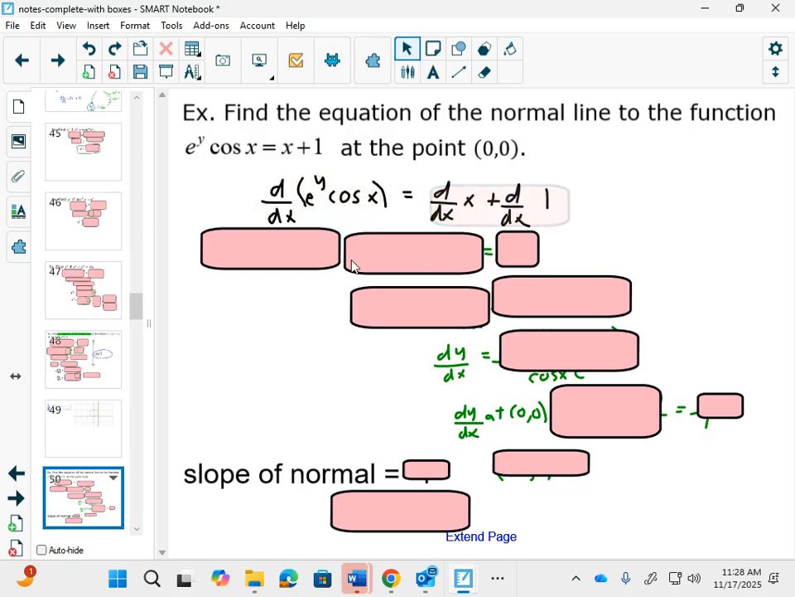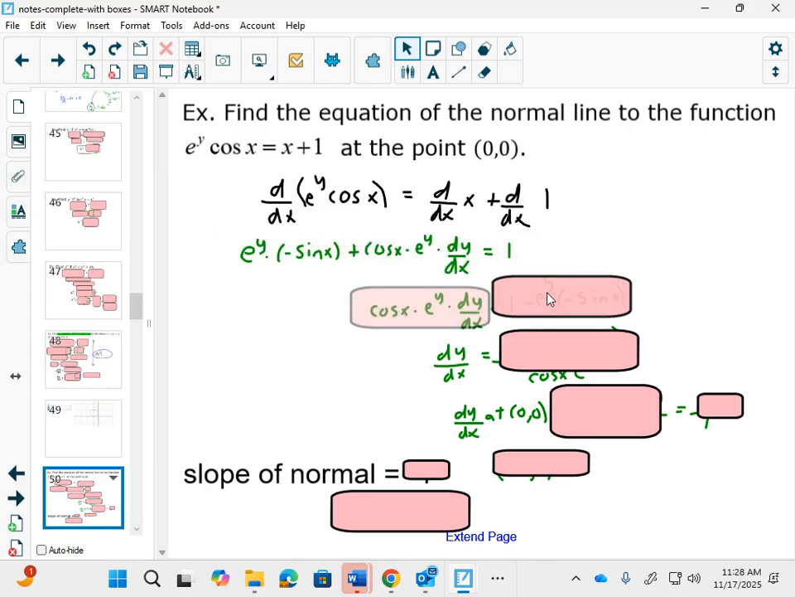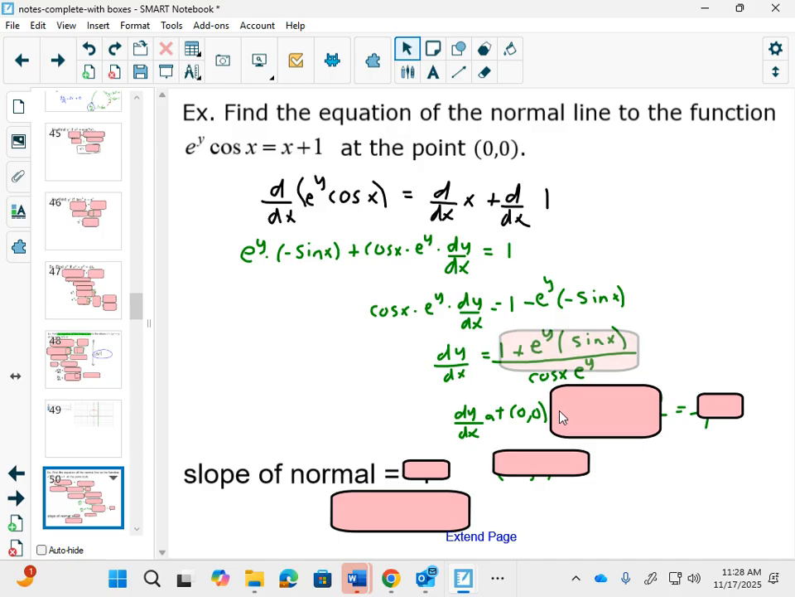Did you take the derivative to find your slope? And when you rearranged your equation, this is what dy dx ended up being: 1 plus e to the y times sine x over cos x e to the y. If you want to find dy dx at 0, 0, you plug in 0 for x and 0 for y, and this is not bad. You get 1.